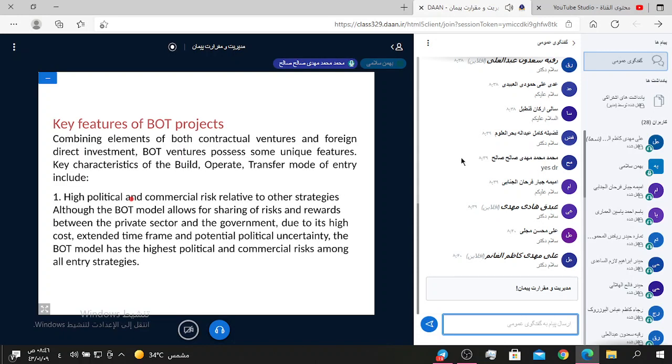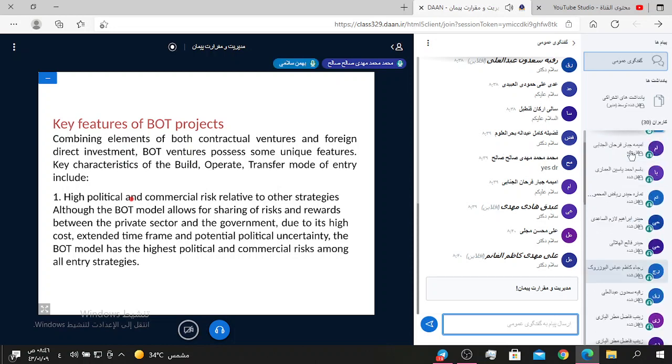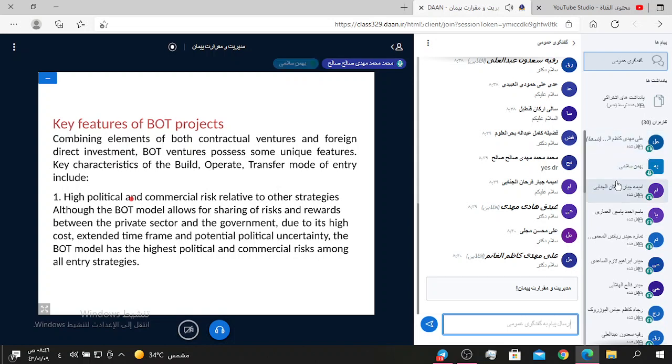Key features of BOT projects, combining elements of both contractor, vendors, and foreign direct investment. BOT ventures possess some features. Key characteristics of the build-operate-transfer mode of entry include number one, high political and commercial risk related to other strategies.